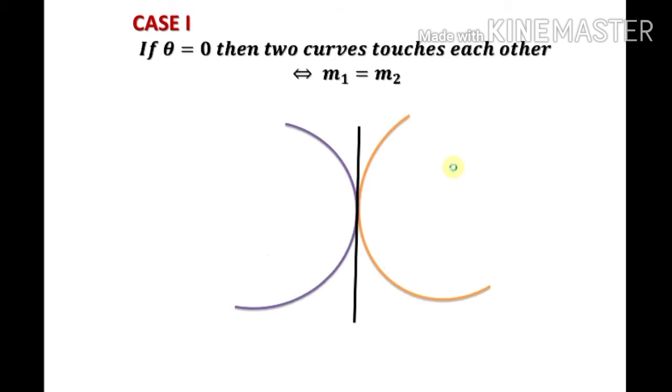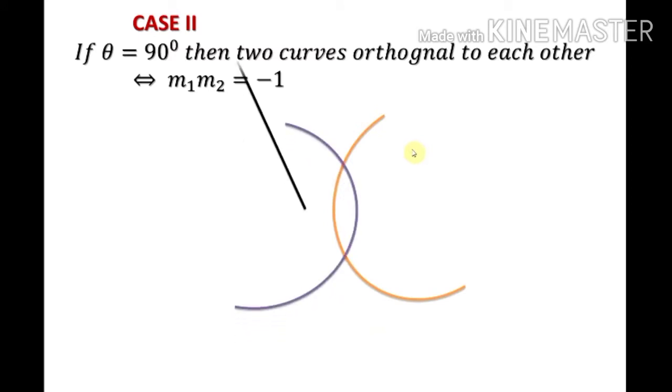In the second case, if two curves are orthogonal to each other, then the condition is m1 into m2 is equal to minus 1. If m1 into m2 is equal to minus 1, then the angle between the two curves will be 90 degrees. Here is the diagram. Two curves are intersecting and tangents are also drawn. The angle between these two tangents will be 90 degrees. Based on this concept and simple formula, let us solve the problems here.